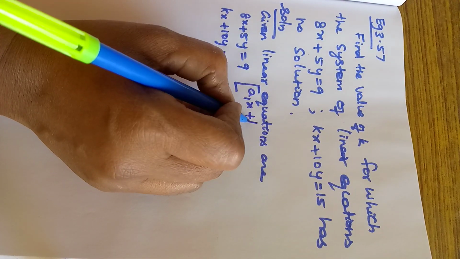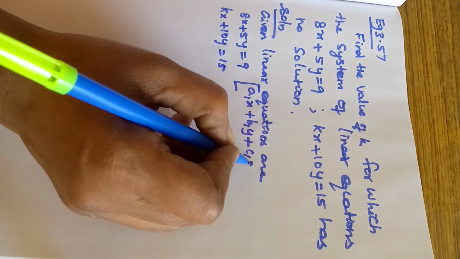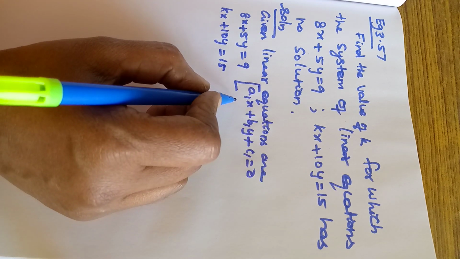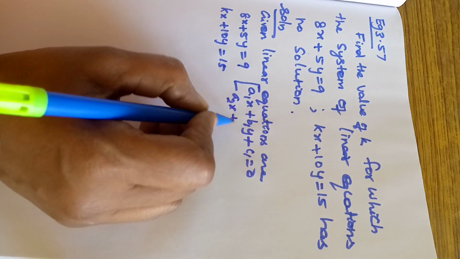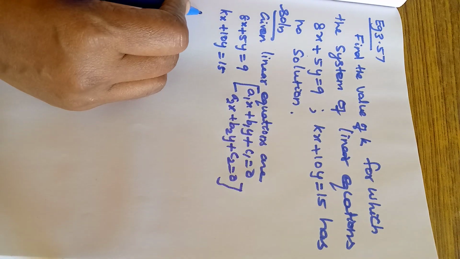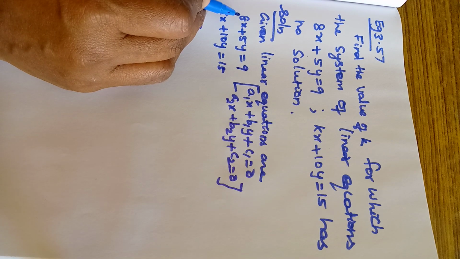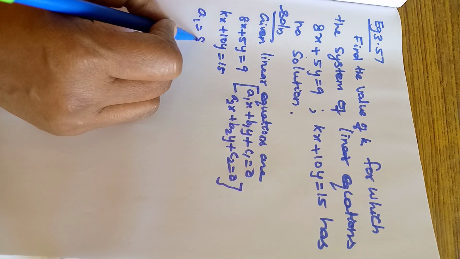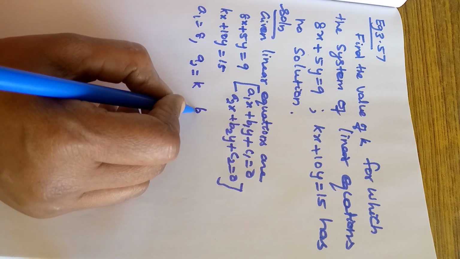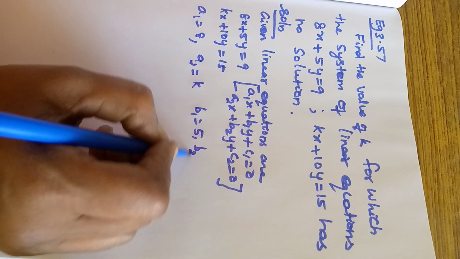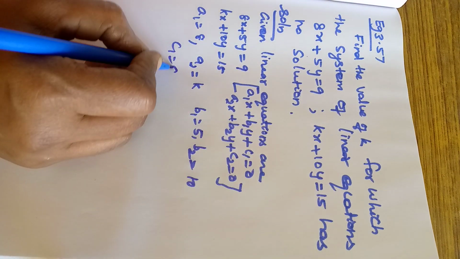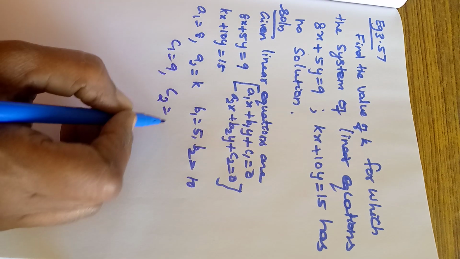It is of the form a1x plus b1y plus c1 equal to 0 and a2x plus b2y plus c2 equal to 0. Here a1 is equal to 8, a2 is equal to k, b1 is equal to 5, b2 is equal to 10, c1 is equal to 9 and c2 is equal to 15.